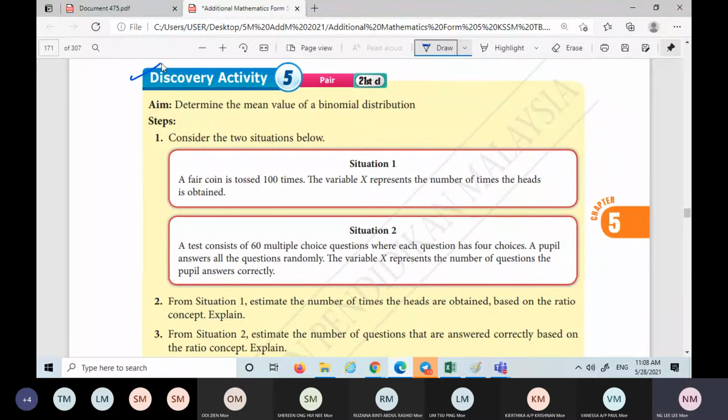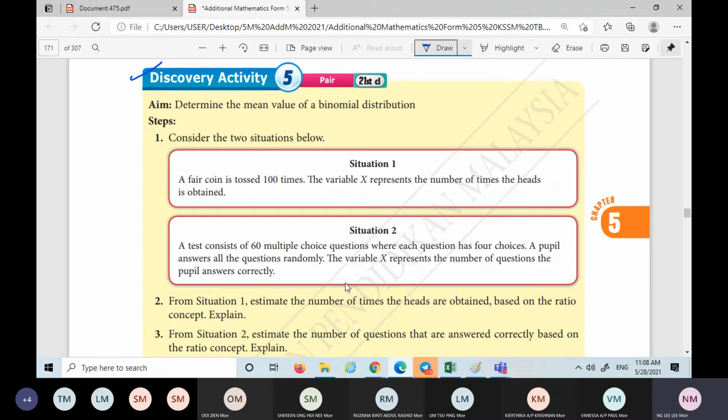Okay, we look at this. Consider the two situations below. We look at the first situation: a fair coin is tossed 100 times. The variable x represents the number of times the head is obtained. Look at question number 2. From situation 1, estimate the number of times the head is obtained based on the ratio concept.